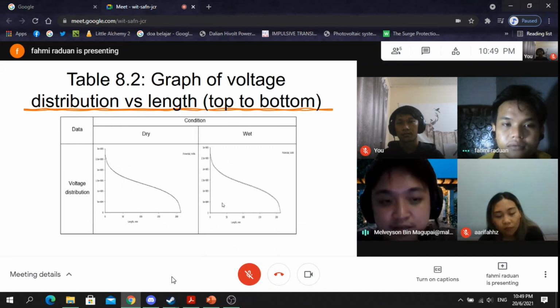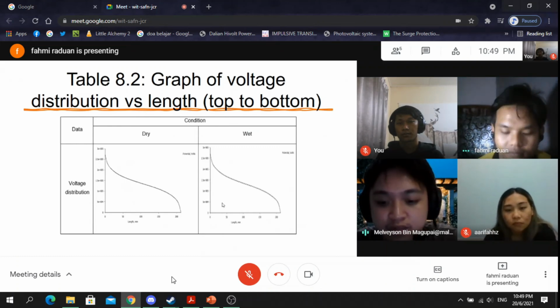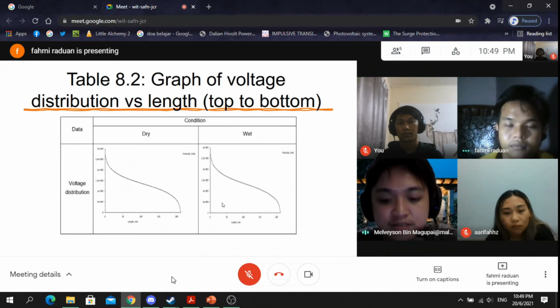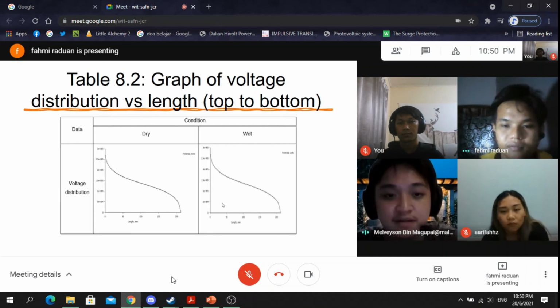As we can see in table 8.2, the voltage distribution versus length top to bottom for both dry and wet conditions shows nearly the same voltage distribution under both conditions. This means that the difference between dry and wet condition does not have a significant impact on the voltage level.